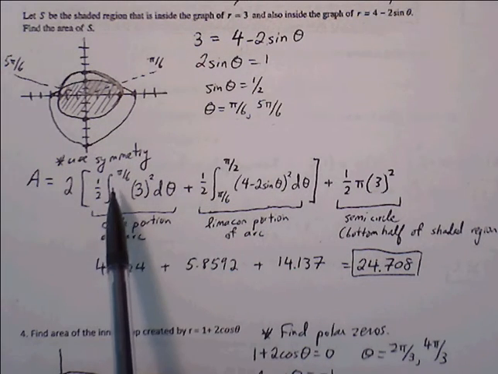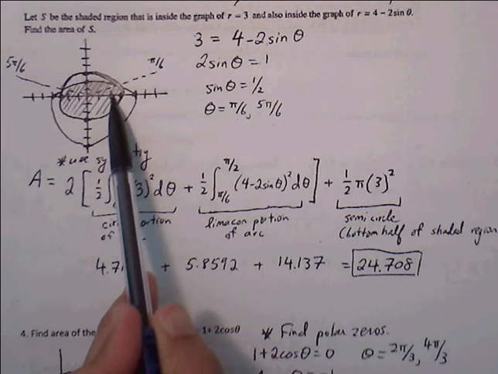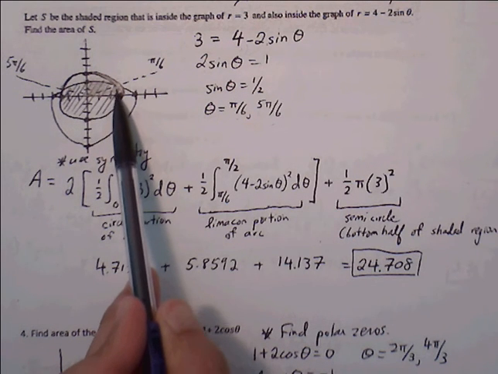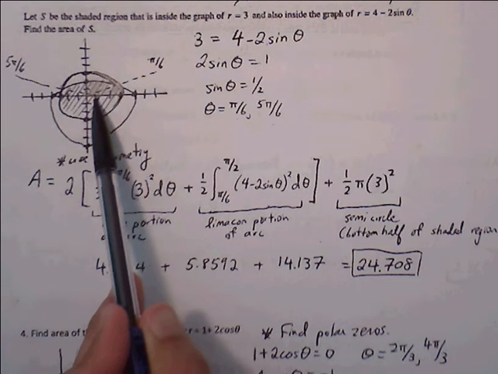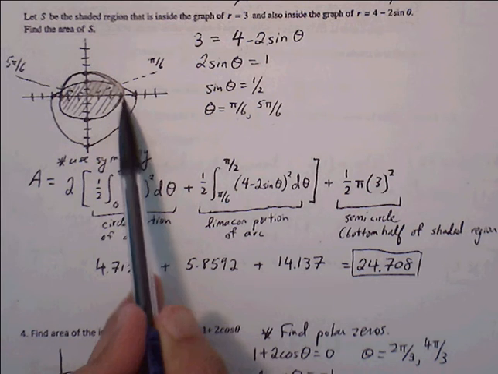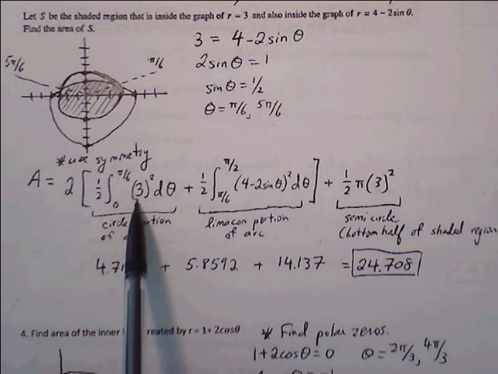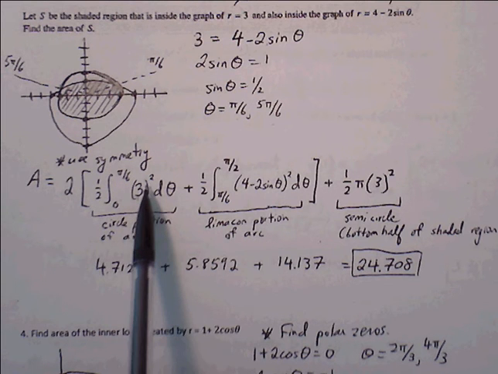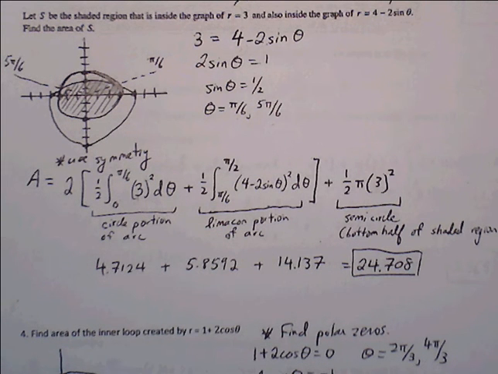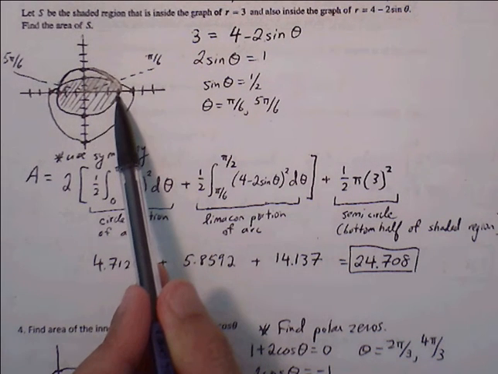All right, so the formula to find the area of a sector is 1/2 integral from our lower bound to our upper bound of our radius squared. From 0 to pi over 6, we're using the circle to find the sector area of this circle. So 1/2 integral from 0 to pi over 6 of r squared, and our circle radius is 3, so 3 squared d theta.